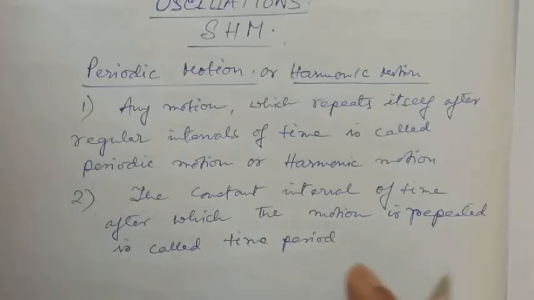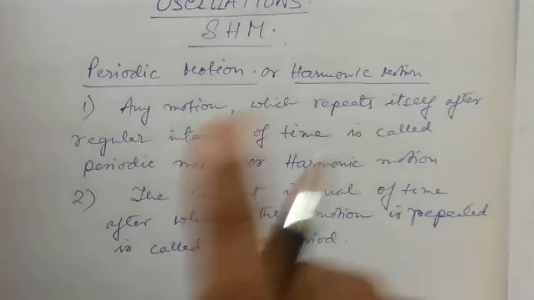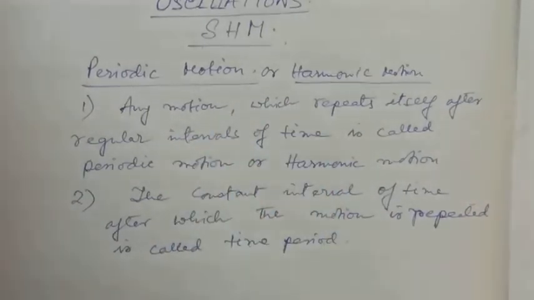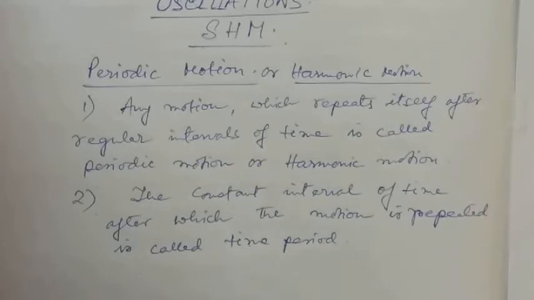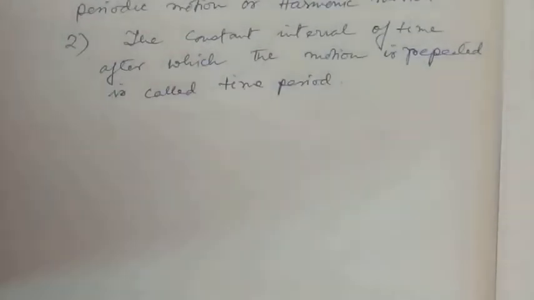Now, the motion of planets around the sun, the hands of a clock, the second hand, minute hand, or the hour hand. Third example, you can say the blades of a revolving electric fan. These are examples of periodic motion.